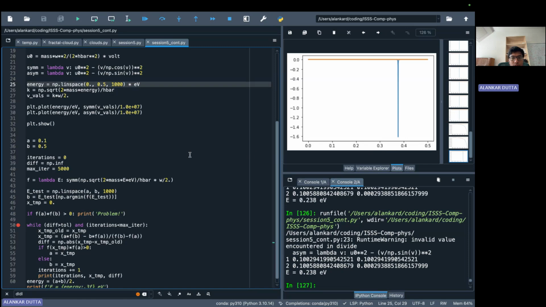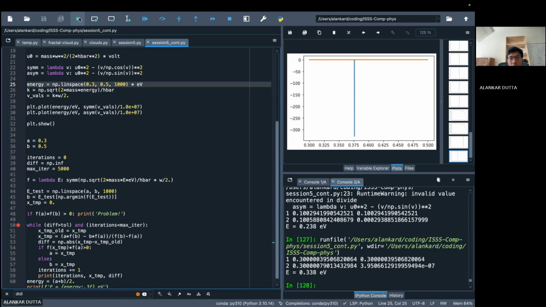So let's plot it between 0.3 and 0.5. So let's see, 0.3 and 0.5 is the other one, right? Yeah, so this is roughly around 0.338 is what we are getting. Okay. So this, I think, is the lowest energy level that we have got from this solution. And we are pretty close. That the difference is also pretty close.